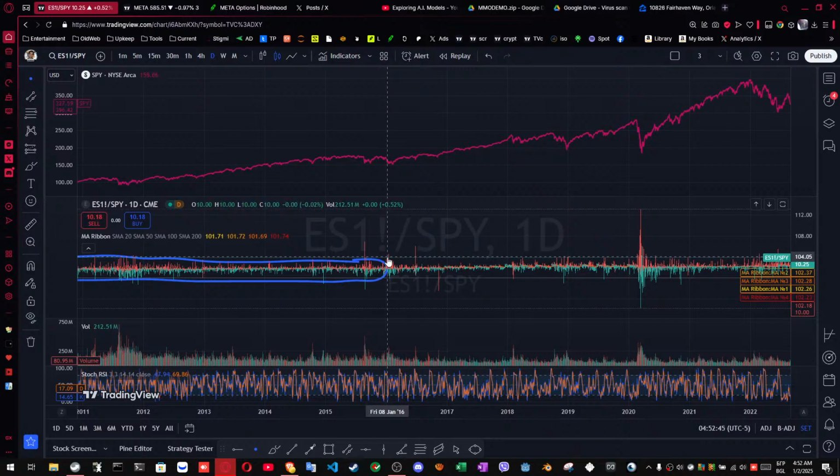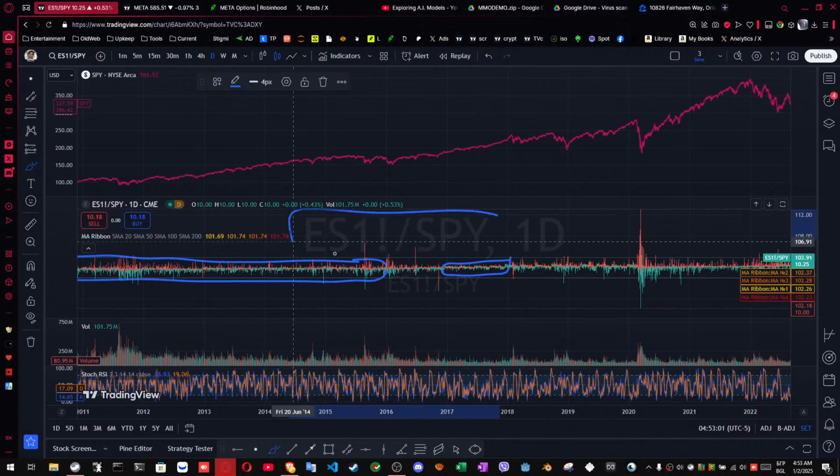So considering we were entering a 2018 issue, well, 2020, but there were also some 2017-18 issues. It wasn't a big issue, so that's maybe why it's so contained and tight as far as the relation between ES and SPY.